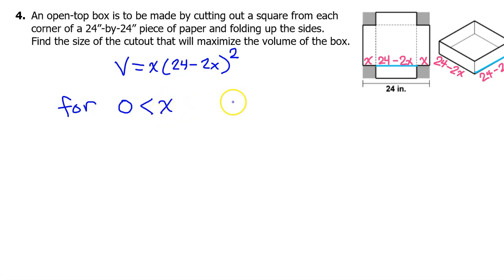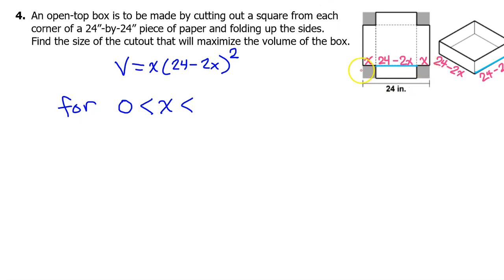Now, what's the upper limit for how big this cut can be? Well, the entire paper only has a length of 24. So it would be tempting to say, well, x can't be as big as 24. And that's true. X does have to be less than 24, but there's a smaller number that's actually the limit. Can you guess what I'm talking about?